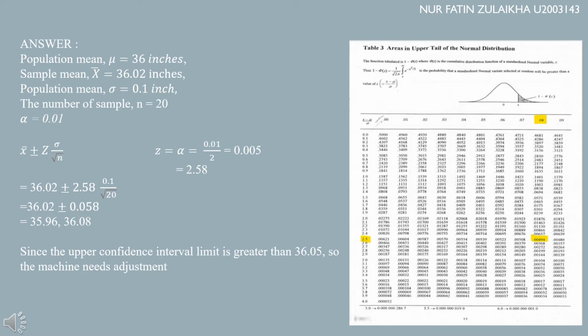We first calculate the margin of error: 2.58 times 0.1 divided by square root of 20, and then we get 0.058. To find the lower and upper limits of the confidence interval, we put all the information given into the formula. Confidence interval equals sample mean 36.02 plus minus margin of error 0.058.